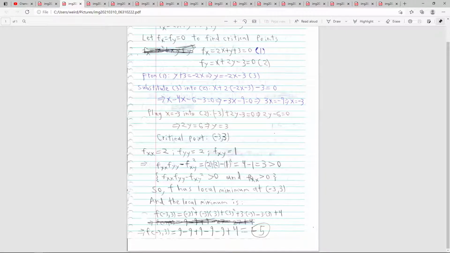Because you plug in that formula and you get that the discriminant is equal to 3, which is positive, and fxx is greater than 0, it's 2. So it's a local minimum at negative 3, 3, and the local minimum value is negative 5. You just plug the point into the original function.